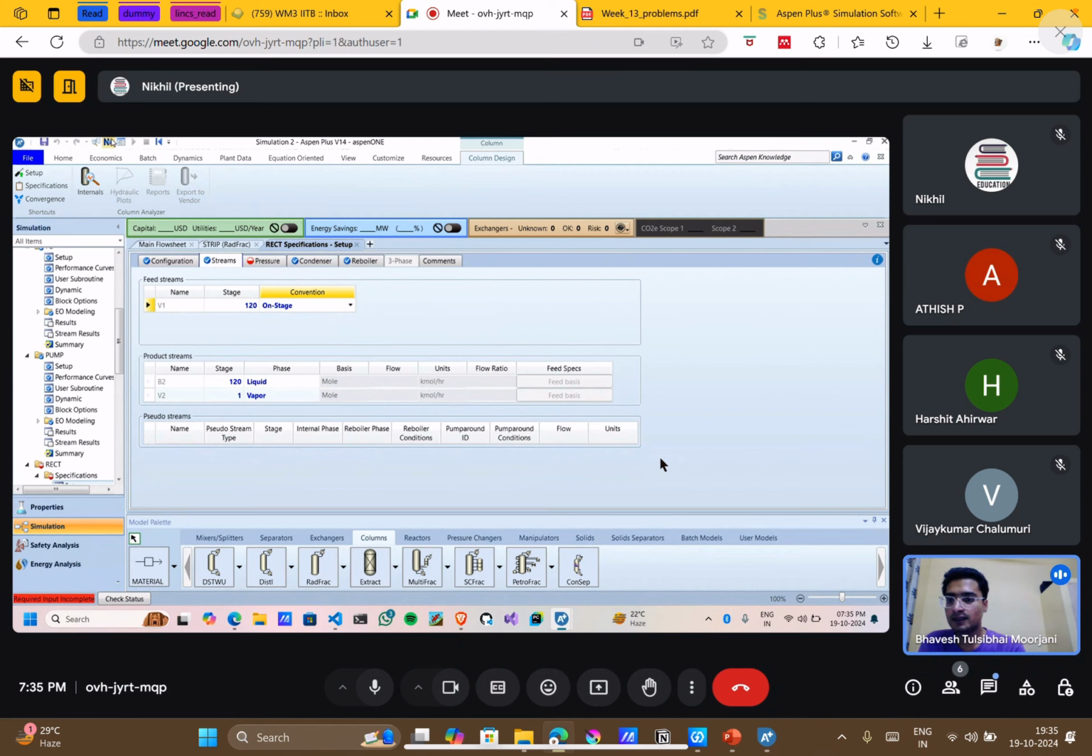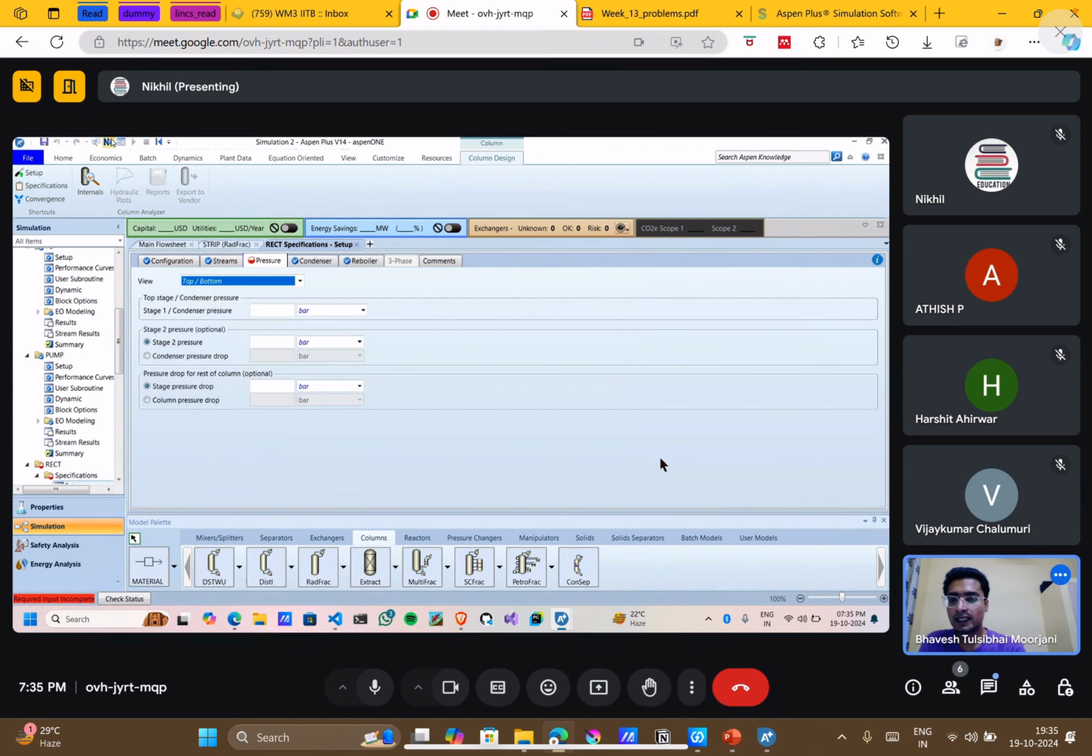Condenser pressure is given as 275 psi absolute, with a pressure drop of 5 psi. So select condenser pressure drop as 5 psi.